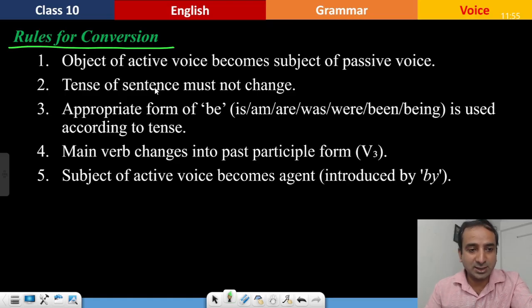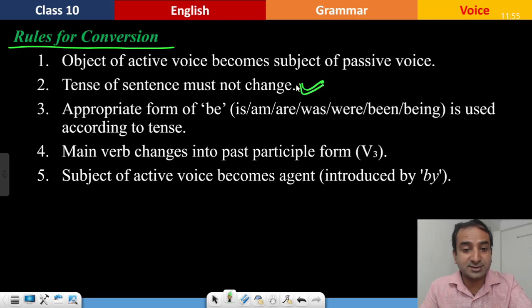According to focus, you will choose the object from the active voice and put it in the place of subject of passive voice. Now, one more important part. See, if you forget this, you will not be able to transform from active to passive easily. Tense of sentence must not change. This is very important. Remember, sometimes you try to change the tense of the sentences, but tense of sentence must not change. That will remain same as before. Okay. So what will happen? What will be the basic difference? The basic difference will be the third one. In place of main verb, you will use the proper form of be.